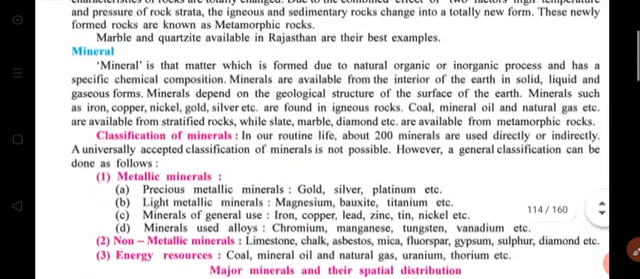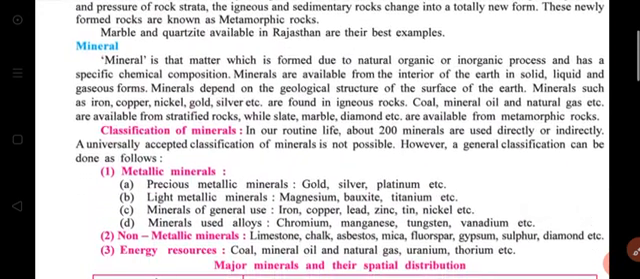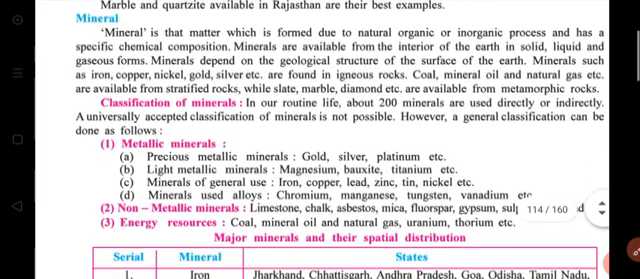Then minerals. So, what is a mineral? Mineral is that matter which is formed due to natural organic and inorganic processes and has a specific chemical composition. It is available from the interior of the earth in solid, liquid, and gaseous form. So it depends on the geological structure of the surface of the earth. Mostly gold, silver, copper, nickel, etc. are found. In the classification, mostly 200 minerals are used directly or indirectly in routine life.